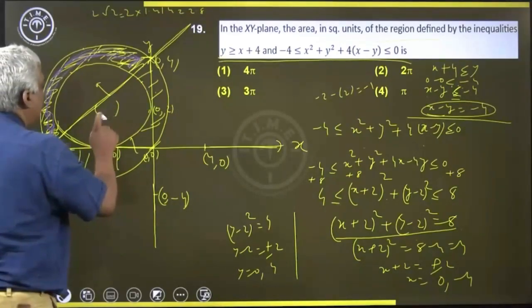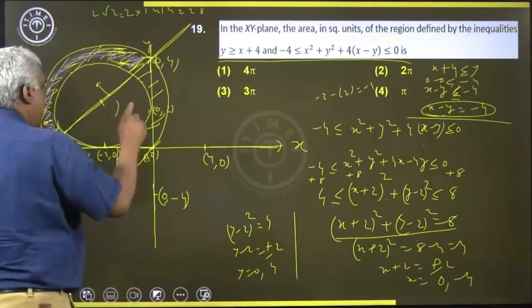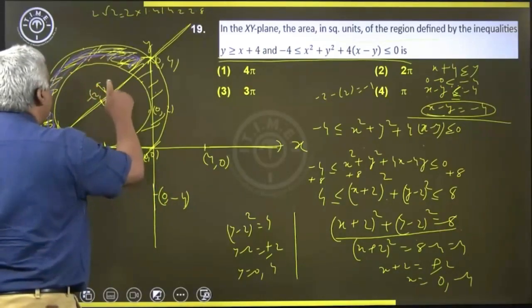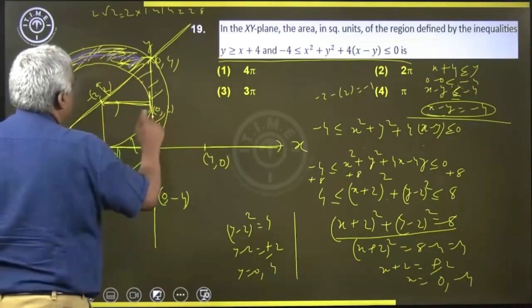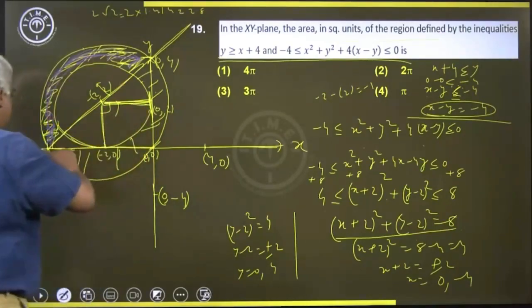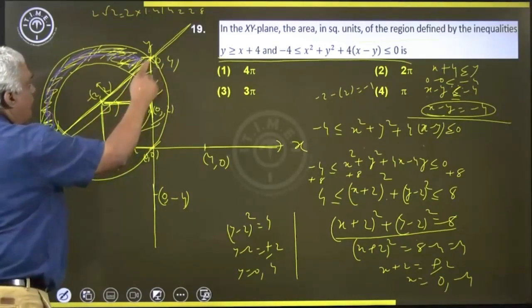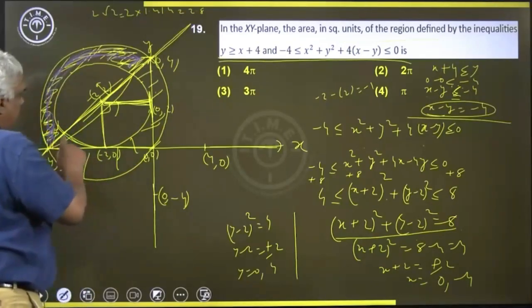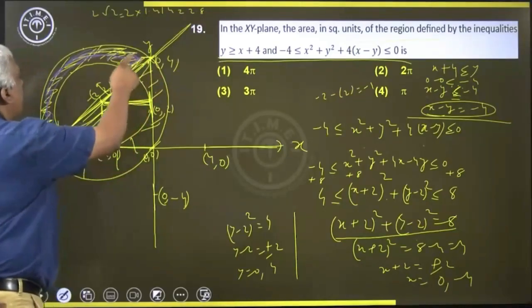So the center is on the line. The center is minus 2 comma 2, right. The center is on the line, this is the center, okay. So the diagram is not that great anyway. So the line is passing through the center. That means this line is the diameter of the small circle, or this is the diameter of the big circle. So basically we have to find this.